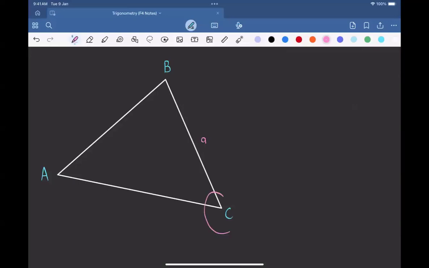Amy, if this is angle C, what would this make this side? Side C. Right.